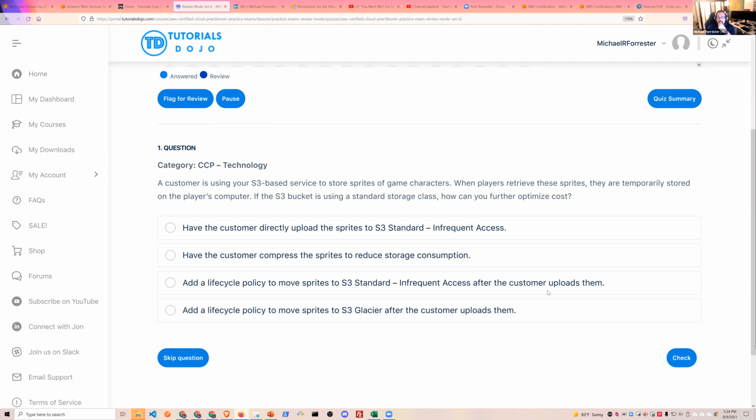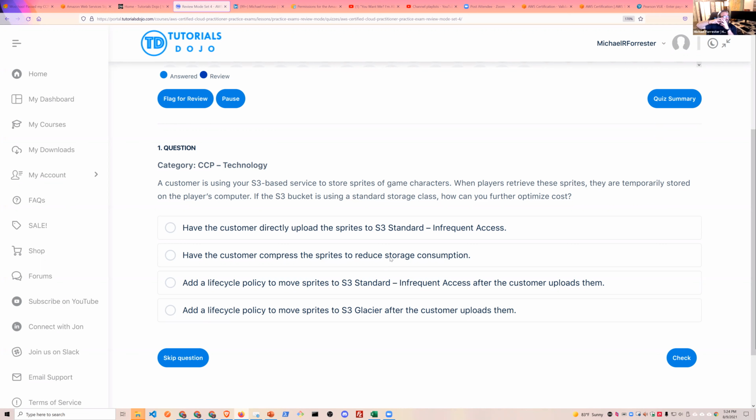This is an interesting question. This one's actually not super clear, to be frank. It says, have the customer directly upload the sprites to S3 standard and frequent access, which would produce them on accessible but less frequently accessed storage. Have the customer compress the sprites to reduce storage consumption. That's not necessarily a bad thing. Add a lifecycle policy to move sprites to S3 standard and frequent access after the customer uploads them. That's also valid. Add a lifecycle policy to move sprites to Glacier after the customer uploads them. That's probably not valid, honestly.